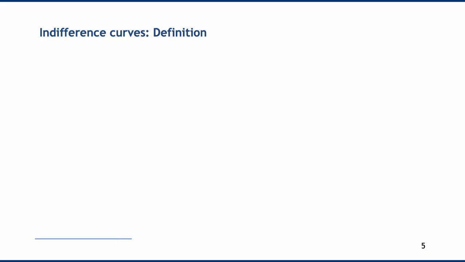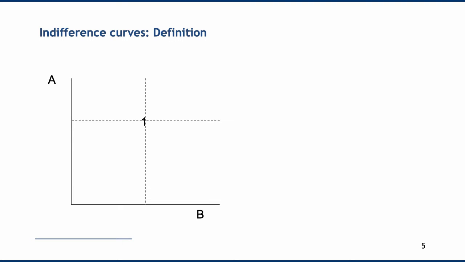Using these postulates, we can depict the consumer's preferences on a simple graph. This graph is showing units of good A and good B, and let's start off at point 1, which was our original bundle, which had 14 units of good A and 66 units of good B.